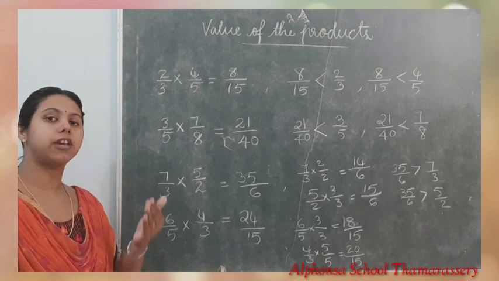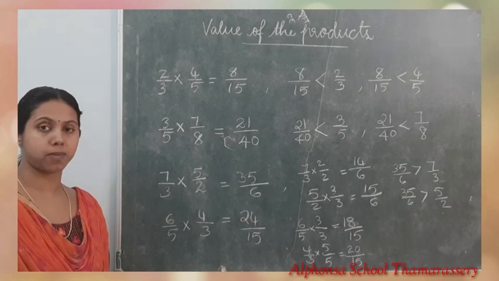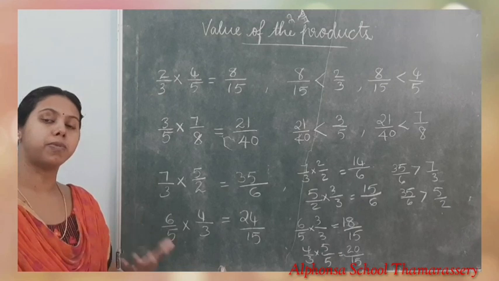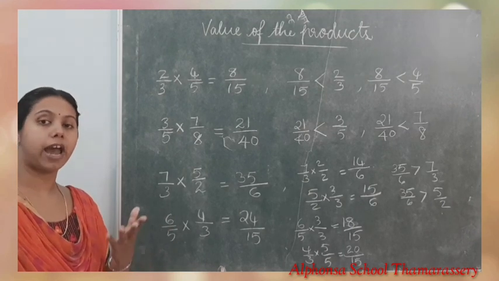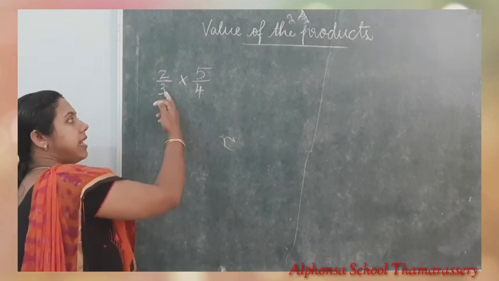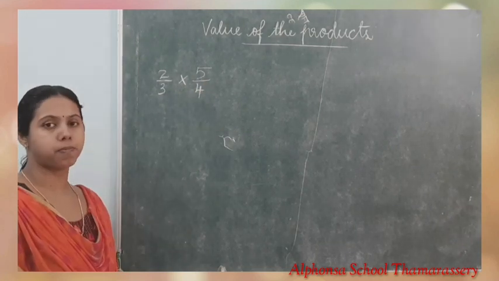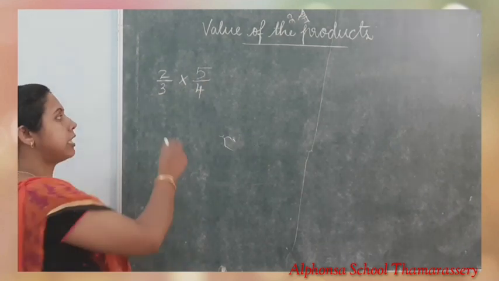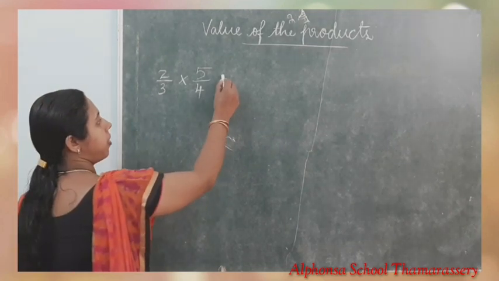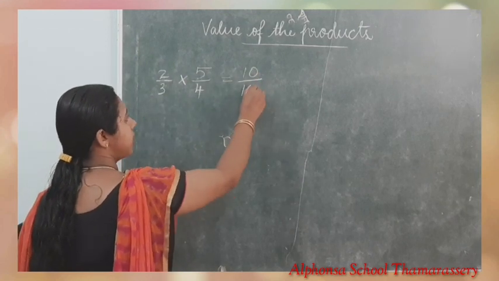Then what will happen if one proper fraction and one improper fraction are multiplied? A proper fraction multiplied by an improper fraction, what will be the product? What is the proper value of the product? Let's see. See here, 2 by 3 is a proper fraction. 5 by 4 is an improper fraction. When you multiply a proper fraction and an improper fraction, we will get the product: 2 5s are 10 divided by 3 4s are 12.